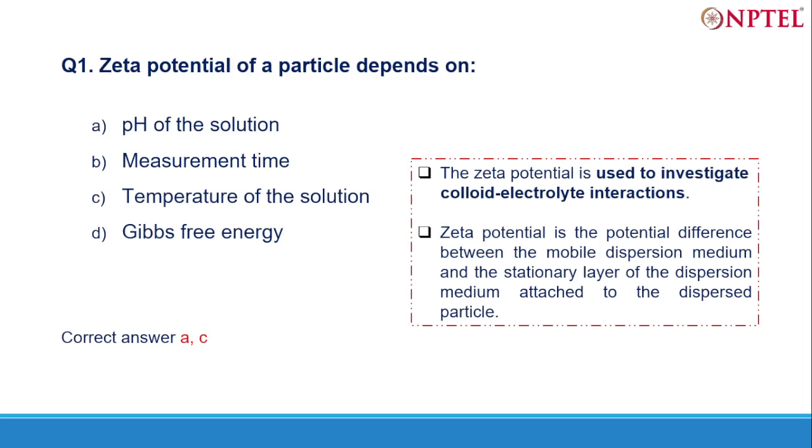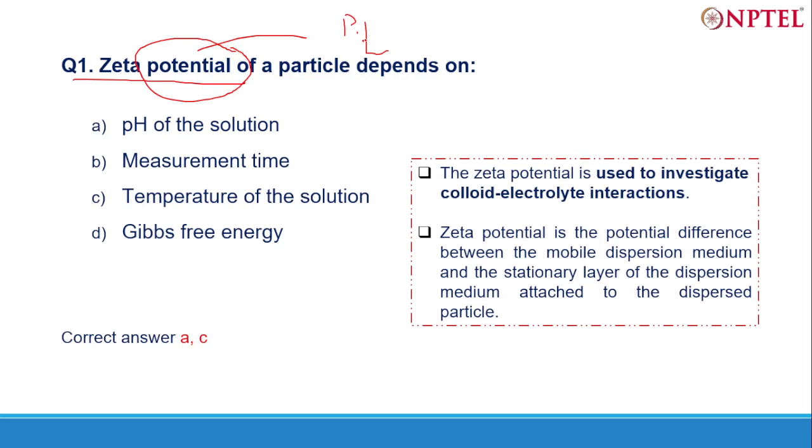So the first question is one I have taken from a previous run of the assignment. The question says that zeta potential of a particle depends on. When you talk of zeta potential, this is a term you need to focus on. You need to know what zeta potential is. Okay, when you talk about zeta potential, it has the term potential. So you know what potential is. One thing can be potential energy that we study, but this is not that potential.